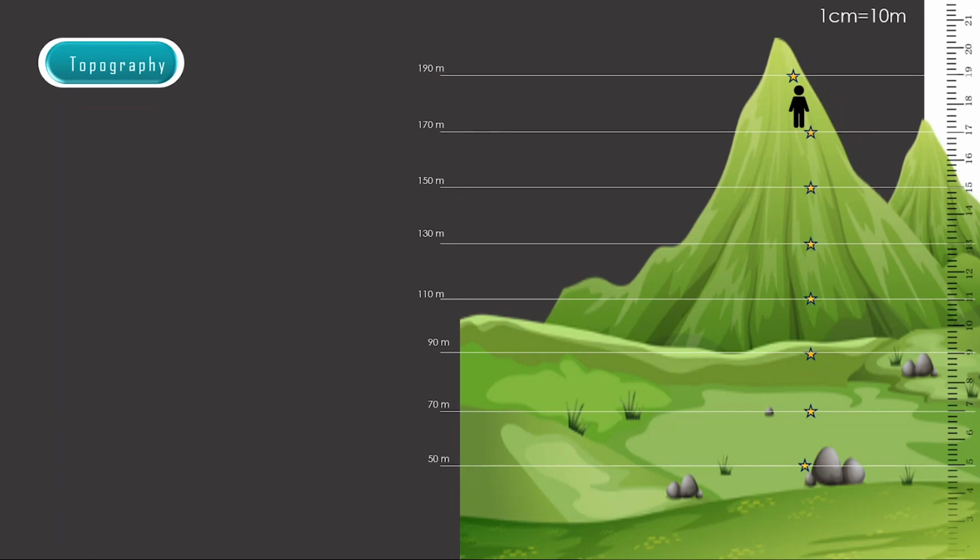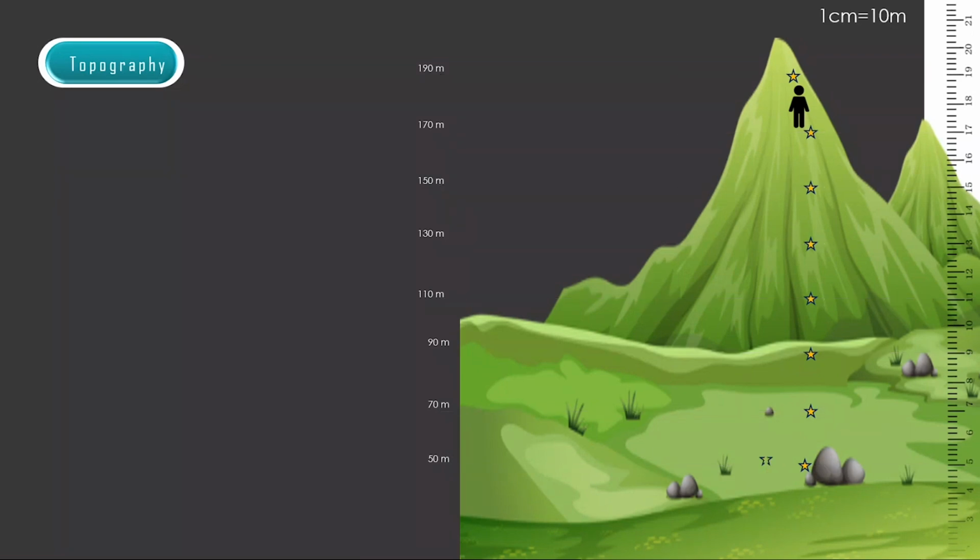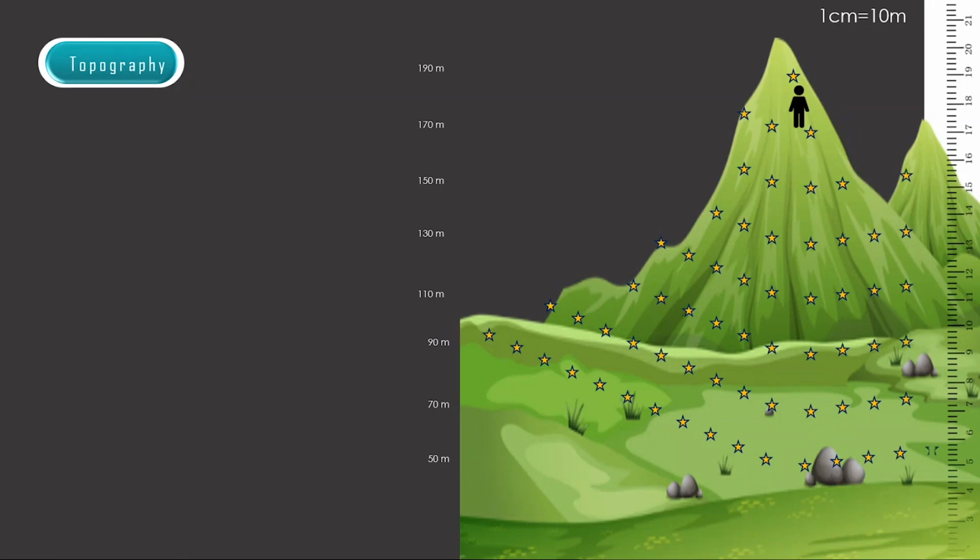Now I need to plot these into a map, onto a paper. That would be my map. For that, these single heights will not work, so I need to continue this survey and find all the points around the hill with these same values. This is how I am continuing the process, finding all the areas around the hill where it shows 50 meters, let's say 70 meters, 80, 90, 110, 130, 150, 170 meters, all around the hill.